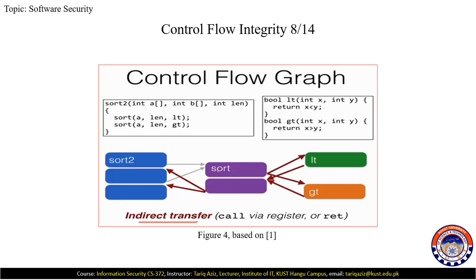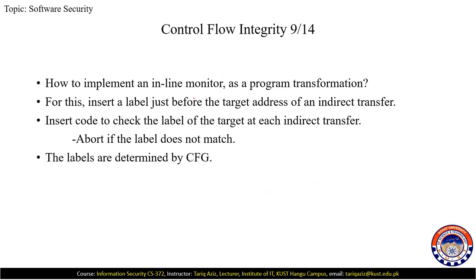So the sort function is calling the sort2 function, and this sort function is calling the LT function and the GT function, and then values return from here. This is the returning value, this is the returning value, and this is the returning value. So this is basically the indirect transfer or the indirect call, and the CFG is basically used to monitor these indirect calls. Now, dear students, the question is, if you want to implement an inline monitor as a program transformation, then what do we have to do?